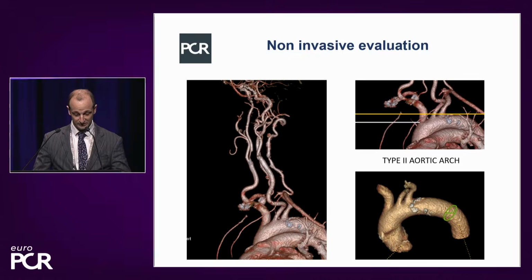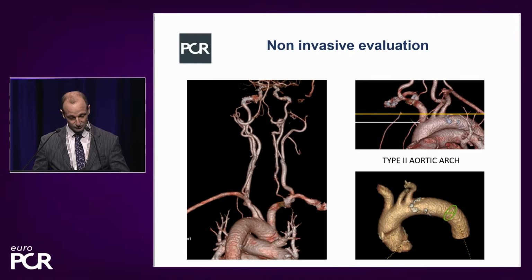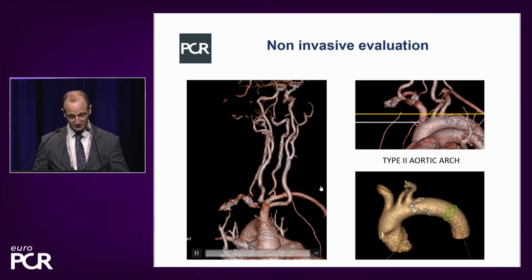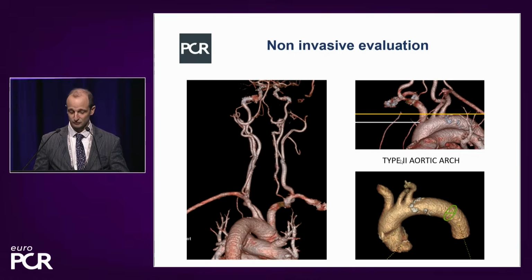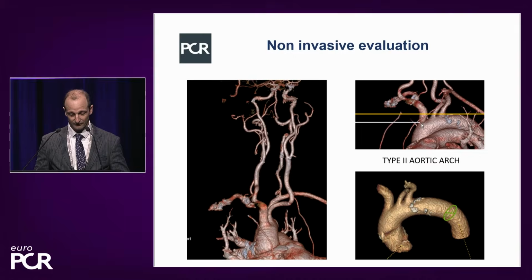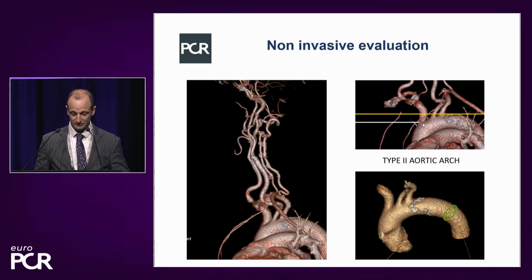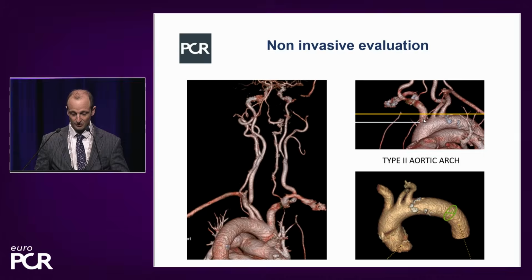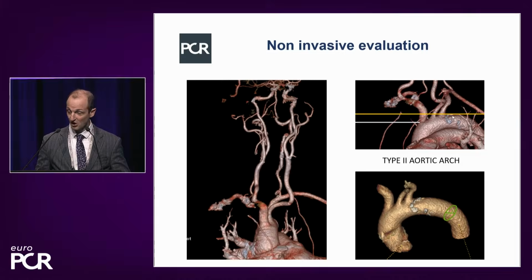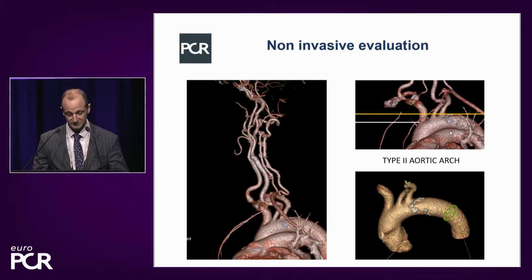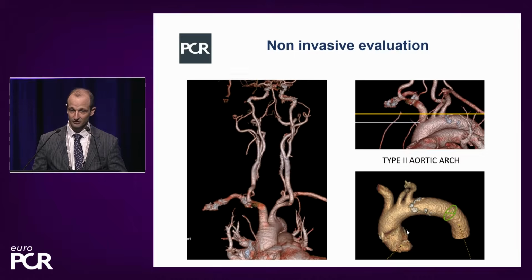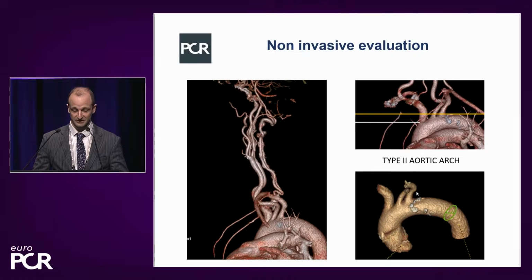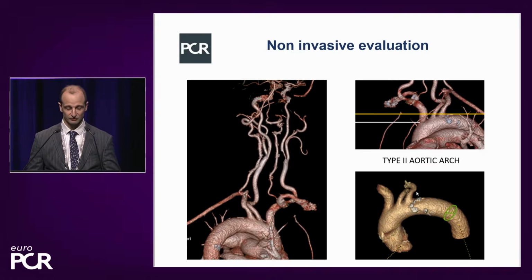You can see there the reconstruction in 3D, and which is important for our discussion later, is a type 2 aortic arch. Type 2 means that you have the origin of the brachiocephalic trunk below the top of the cross of the aortic arch. This is important. But also you have some calcification in the aortic arch. And these features are very important for our strategy.